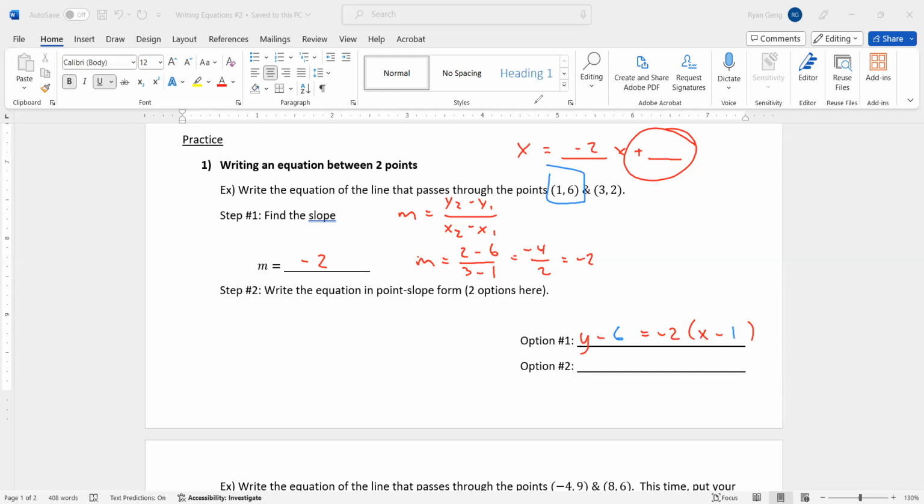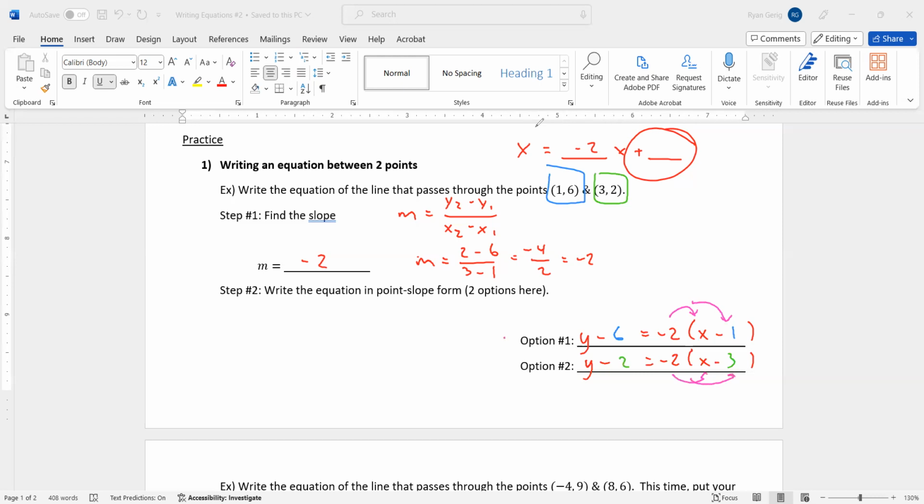Option 2 starts the same way. Y minus blank equals -2. The slope doesn't change. X minus something. What happens if I choose the other point? The y value goes with y. The x value goes with x. Now, you might be like, how can you have two separate equations? Well, watch what happens here. I haven't talked about transforming these equations yet, but that's what I'm going to do here. I'm going to transform these equations into slope-intercept form. How? I'm going to distribute that -2. So I'm going to do that on both the top and the bottom, and watch what happens.